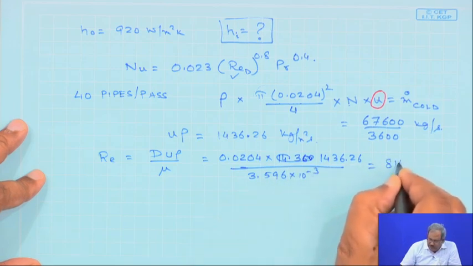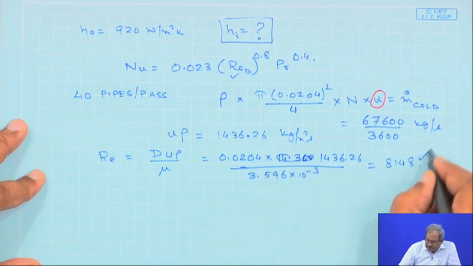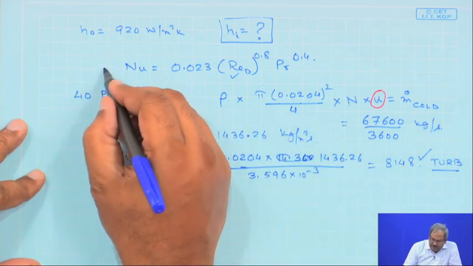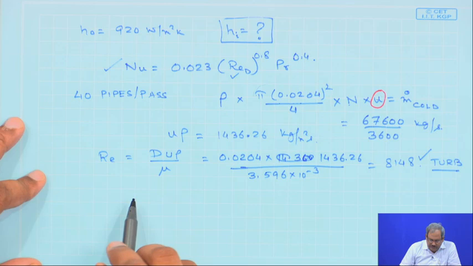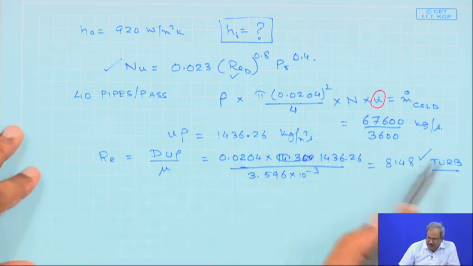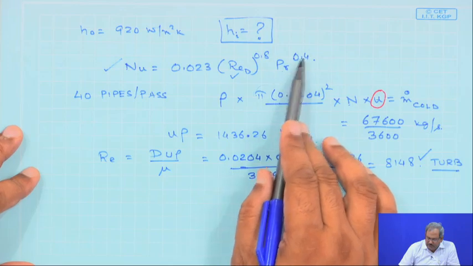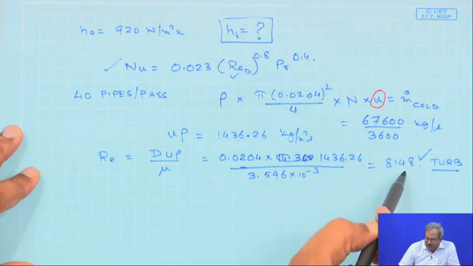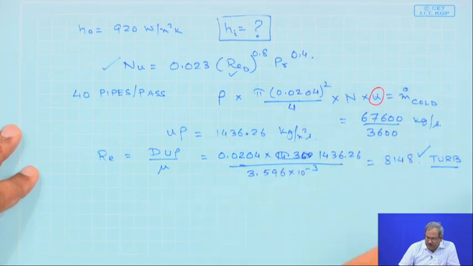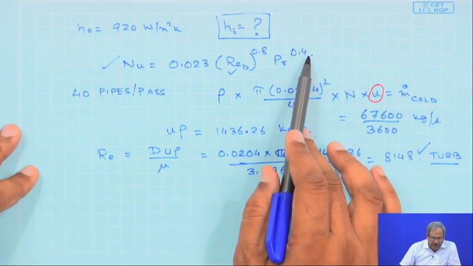So, 8148. Therefore, this is definitely in the turbulent range, and since it is in the turbulent range, the Dittus-Boelter equation can be used, and it is a problem of heating. So, that is why, for heating of the cold tube side fluid, the Prandtl number has the exponent equal to 0.4, otherwise it should be equal to 0.3.